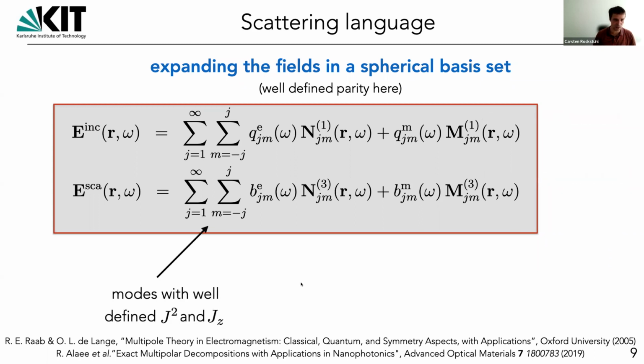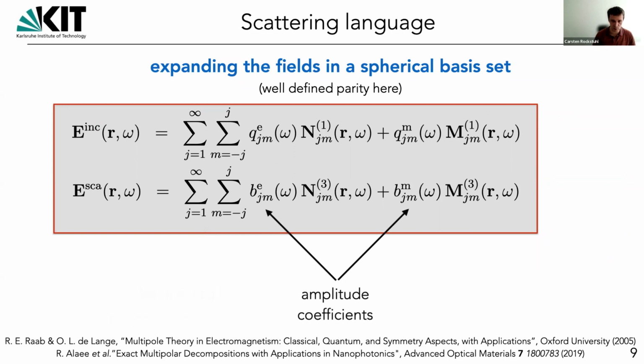The modes that we are exploring here are well defined with respect to the angular momentum squared and the angular momentum along a certain axis. So these are well-defined quantum numbers in that setting. We usually choose the z-axis, but this is rather a question of convenience. To solve the scattering problem, for a given incident field, whose expansion coefficients we know, we technically need to determine the amplitude coefficients that characterize the scattered field.